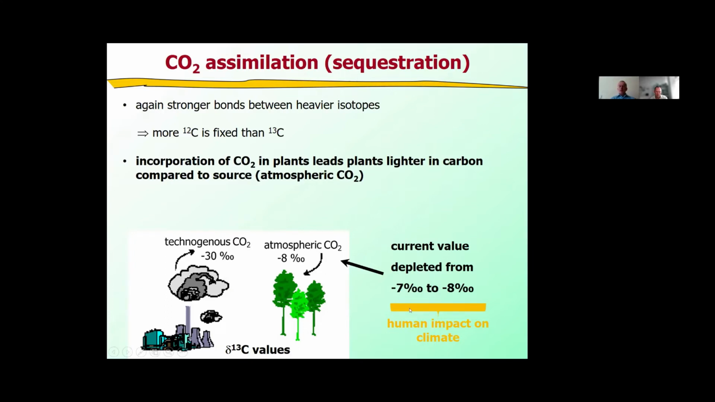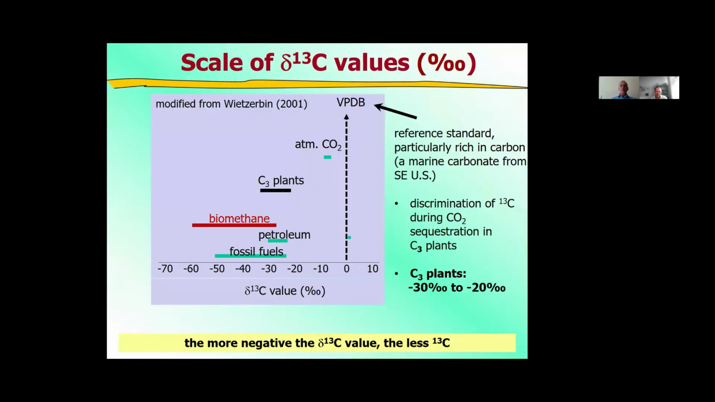And this is the consequence of the human impact on the climate, because we are releasing technogenous CO2, which is lighter in carbon, and that makes the atmospheric CO2 on the long term also lighter in carbon. So at the moment we have -8 per mil, but it will decrease if we continue with that. So this technique is also very influential to predict and to confirm the human impact on climate.